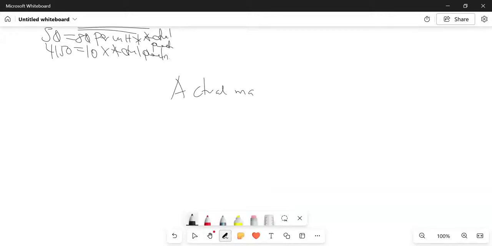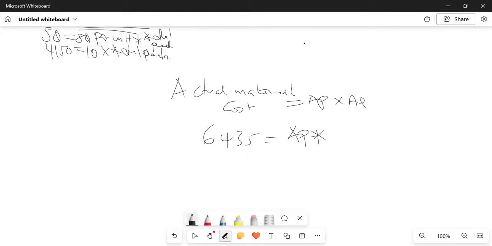Actual material cost equals AP times AQ. The actual material cost is 64.35. So they're asking for actual price. And we know AQ, the actual quantity purchased of materials, is 3,900. So I'm sure somebody in this classroom may have thought of big things, writing big variance formulas. That is what was expected of us.